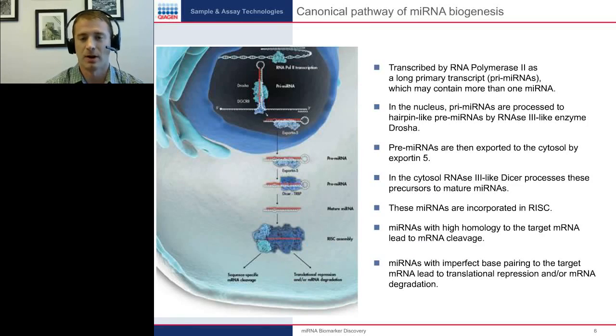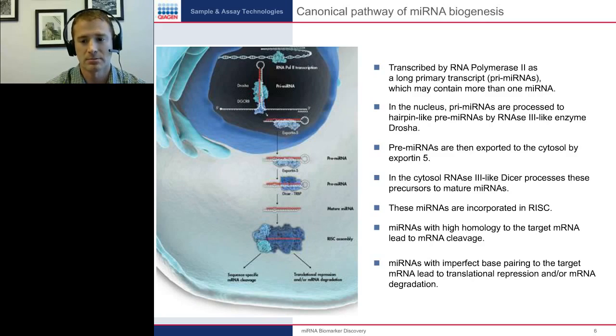Now let's shift gears from biomarkers and discuss microRNA. MicroRNAs are approximately 21 nucleotide small non-coding RNAs, and here we have the canonical pathway of microRNA biogenesis. MicroRNAs are first transcribed by RNA Pol II as a long primary transcript, which may contain more than one microRNA.